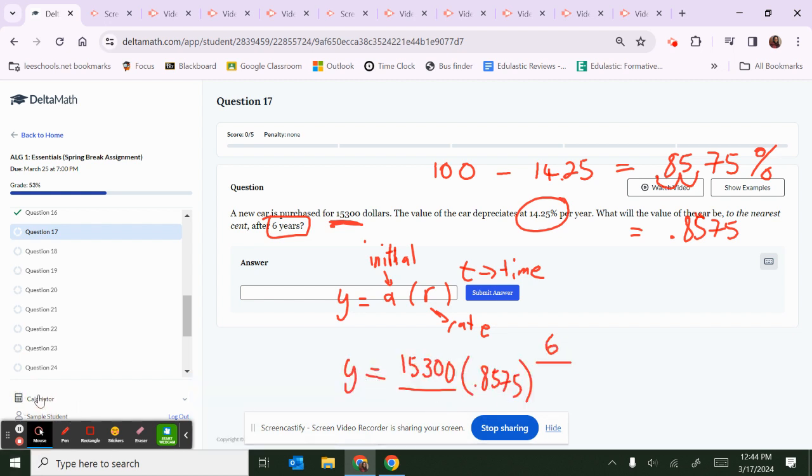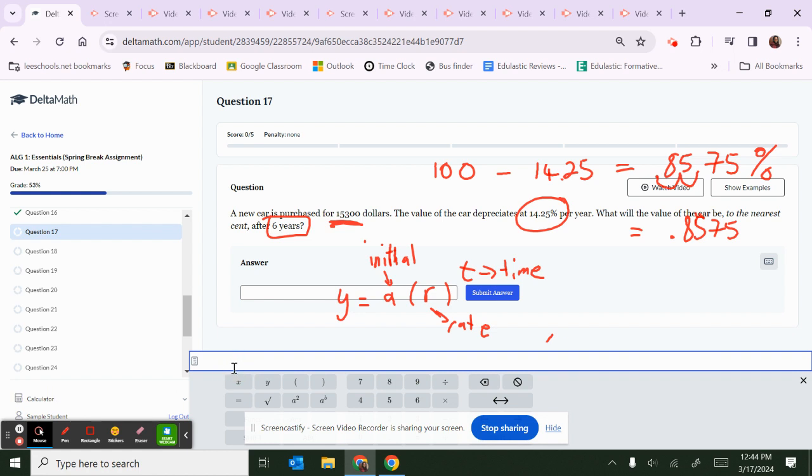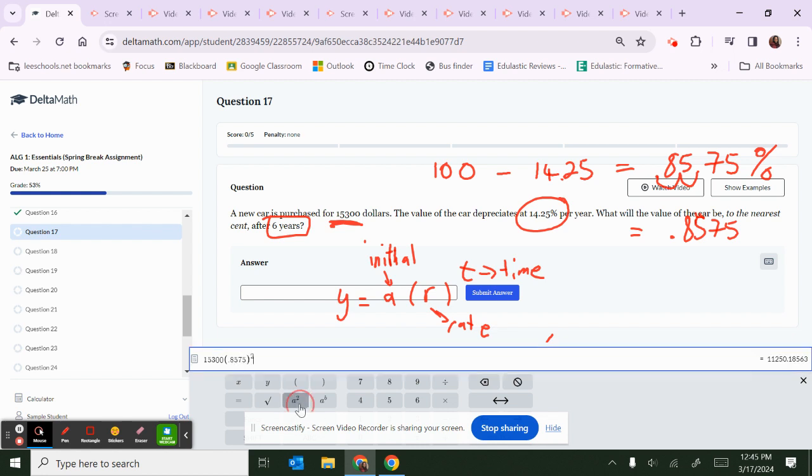I don't need to type in the y because the calculator won't be able to evaluate it if I put that y. So 15,300 times 0.8575 to the exponent 6. Okay, so I got 6,082.697.